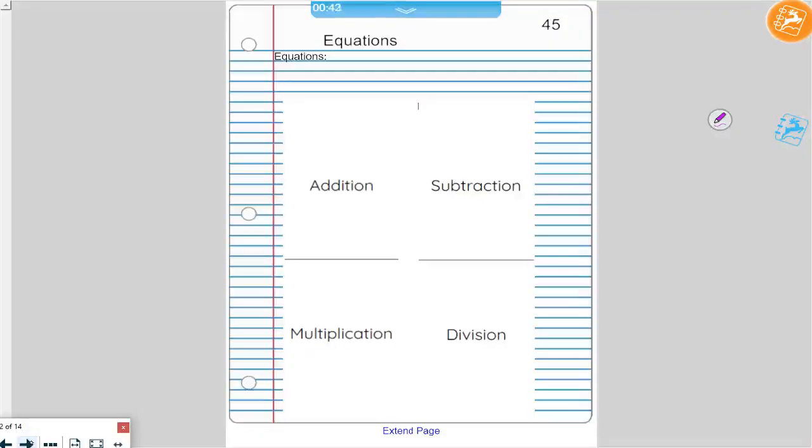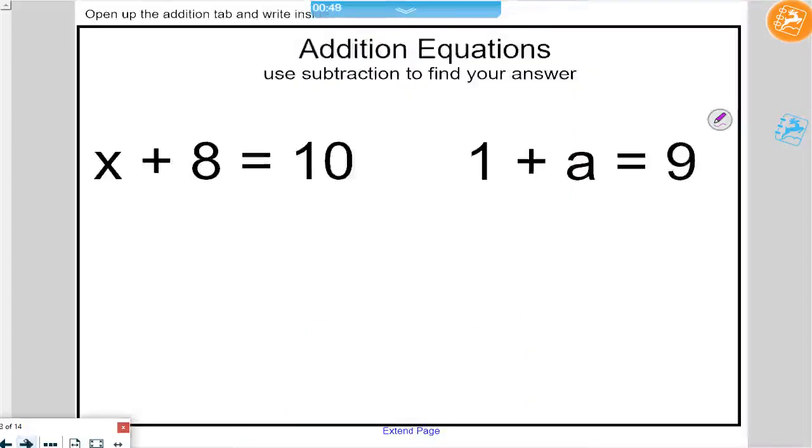So in your notebooks, we are going to open the top flap of addition. And inside we're going to write x plus 8 equals 10. And we're going to write 1 plus a equals 9. So this is the key to everything. For addition equations, we're going to use subtraction to find our answer.